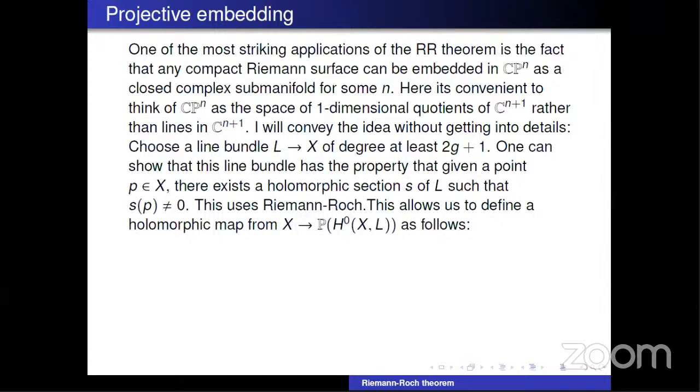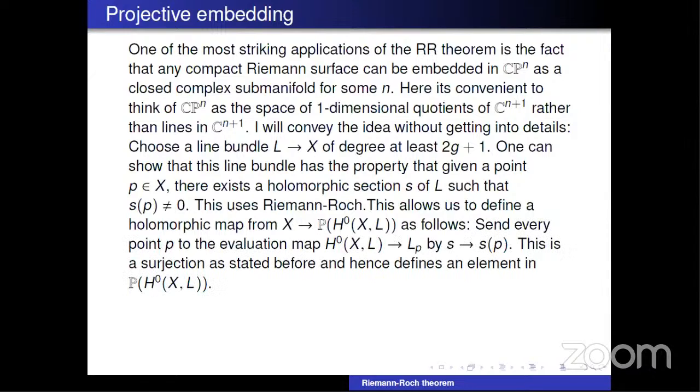This allows us to define a holomorphic map from X to the projective space of H^0(X, L). H^0(X, L) is a finite-dimensional vector space. Take the projectivization of that, and we can define a holomorphic map from X to this projective space as follows, with projective space thought of as quotients. I want to now explain how this map is defined. Send every point P to the evaluation map from H^0(X, L) to L_P, the fiber over P. L_P denotes the fiber of the line bundle over the point P, this one-dimensional vector space. So from H^0(X, L) you have a map to L_P, just sending any section s to s evaluated at P. Sections are evaluated on fibers.